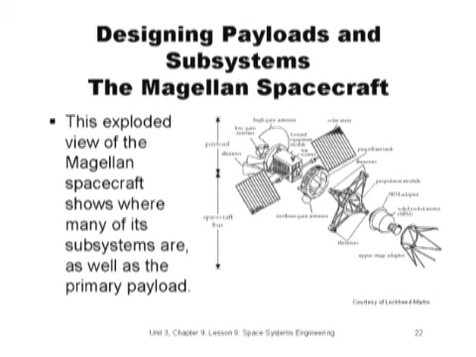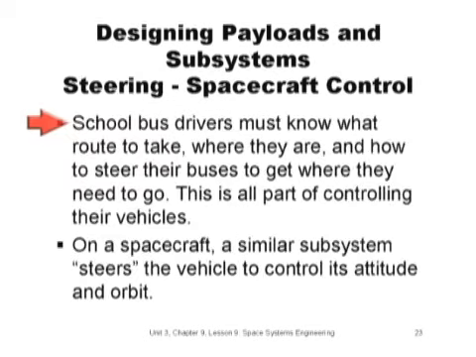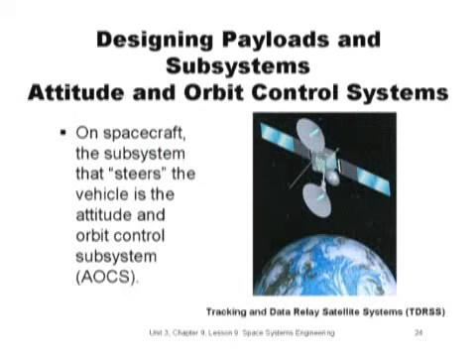Now, let's look at some details. School bus drivers must know what route to take, where they are, and how to steer their buses to get where they need to go. These requirements are all part of controlling their vehicles. On the spacecraft, a similar subsystem steers the vehicle to control its attitude and orbit. Basically, there is nothing worse than a spacecraft with a bad attitude. On spacecraft, the subsystem that steers the vehicle is the attitude and orbit control subsystem.